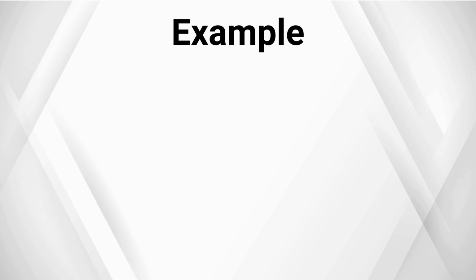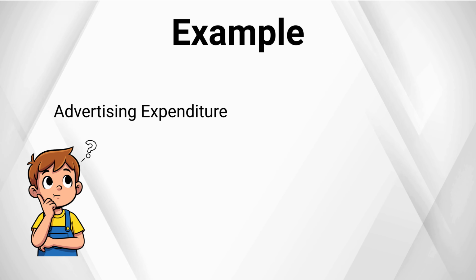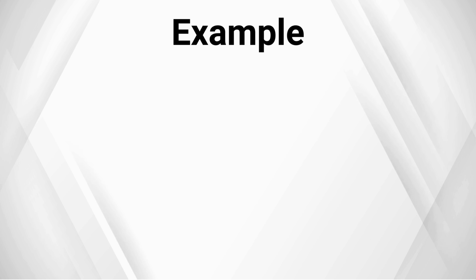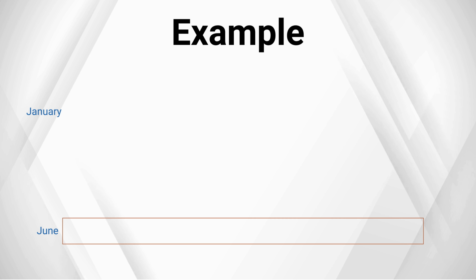Now, here's an example of how this distributed lag concept might look like in real life. For example, let's say you're looking at how advertising expenditure affects sales. It's not just today's advert that boosts sales today. An advert run last month or even 2 months ago might still be having an effect. That effect is distributed over time. So, let's assume Y represents sales and X represents advertising expenditure, and we are using monthly data from January 2025 to June 2025.